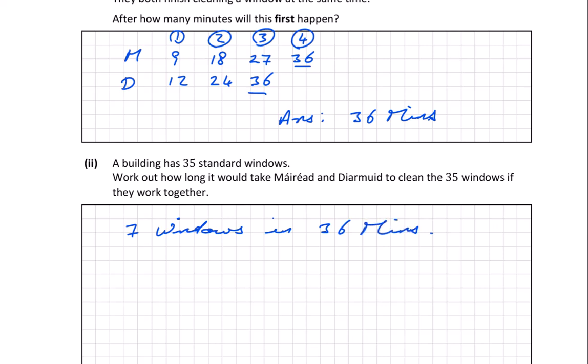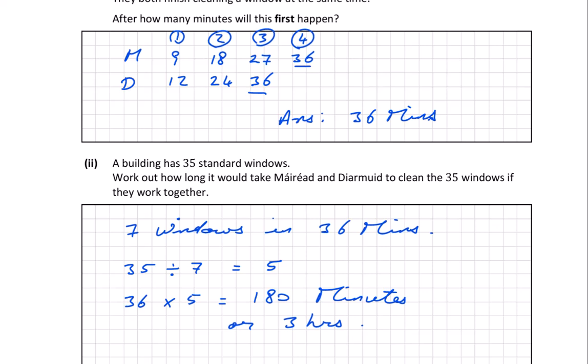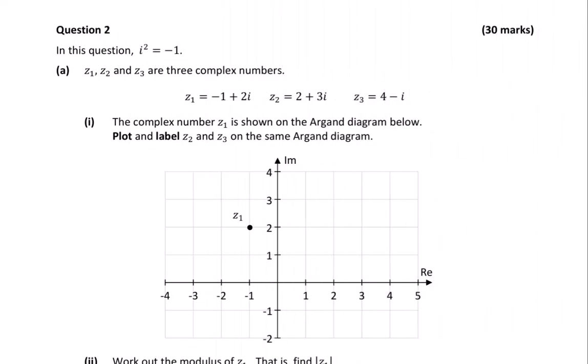Okay, so we've got to work out how long it would take Mairead and Dermot to clean 35 windows. So if we take 35 and divide it by 7 windows, that's 5. So there are 5 lots of 7 windows that they finish in 36 minutes, so 5 lots of 36 minutes are required to do the 35 windows. So we need to take the 36 and multiply it by 5, and that is 180 minutes in total, or 3 hours. It'll take them 3 hours to do the 35 windows. That's question 1 finished.